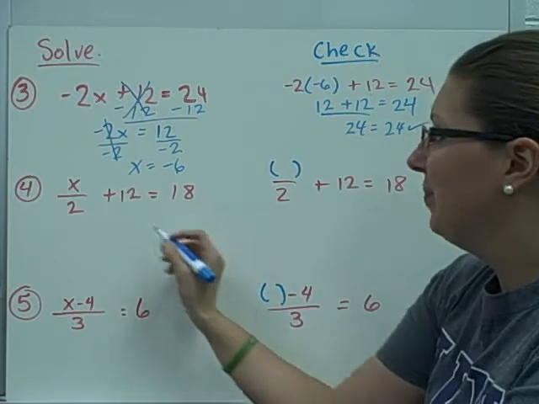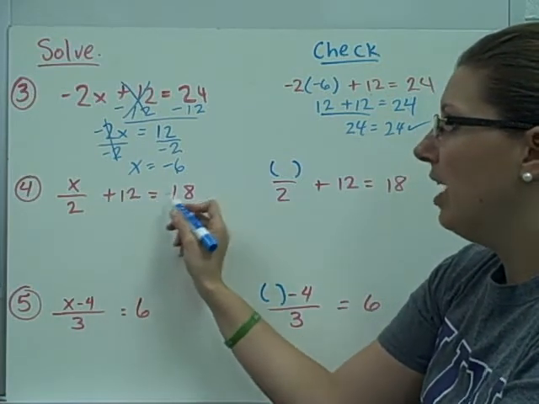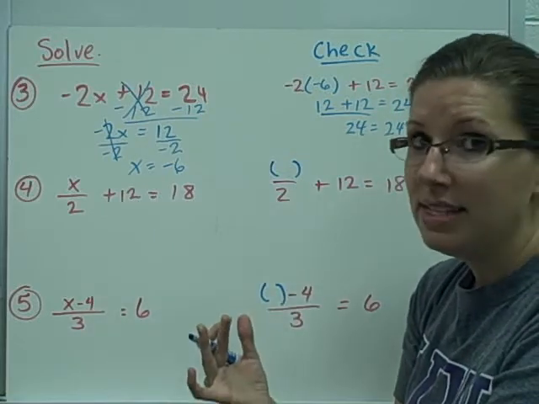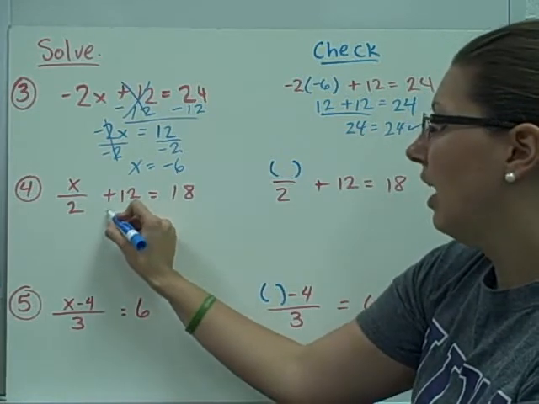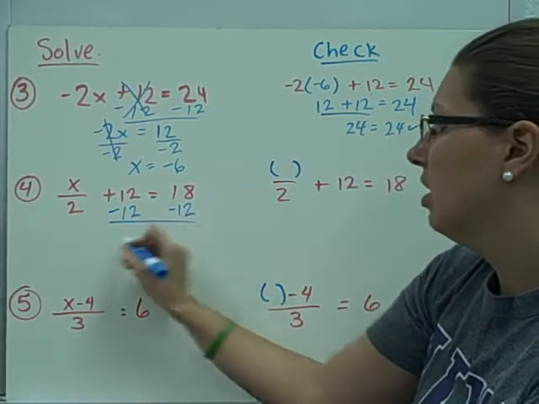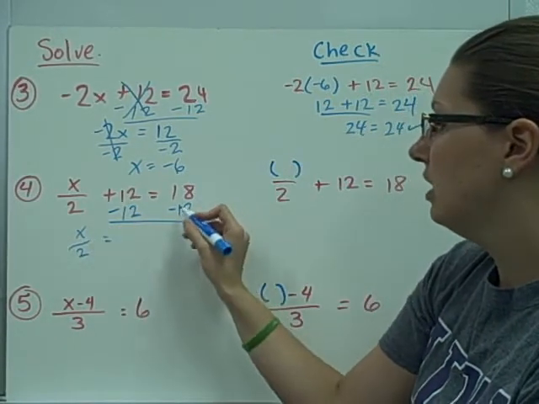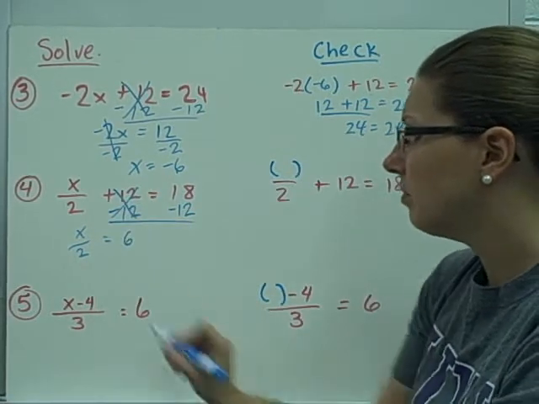All right, here we go. x over 2 plus 12 equals 18. Now I said x over 2. That's the same as x divided by 2. So I still am going to undo my addition or subtraction first. Bring down what I didn't use. 18 take away 12 is 6.